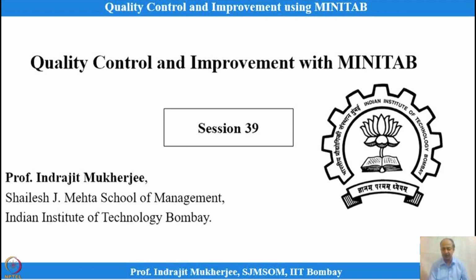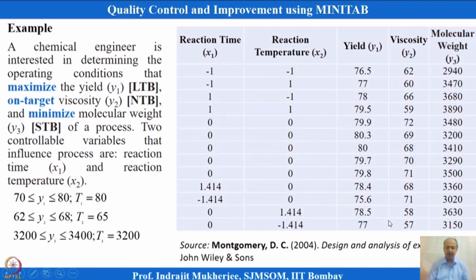So, we will just revisit the problem we are solving and see how to solve it in MINITAB. This is the example where we want to maximize the yield. One is maximization of yield, then viscosity should be on the target, and molecular weight should be of the lower-the-better type.